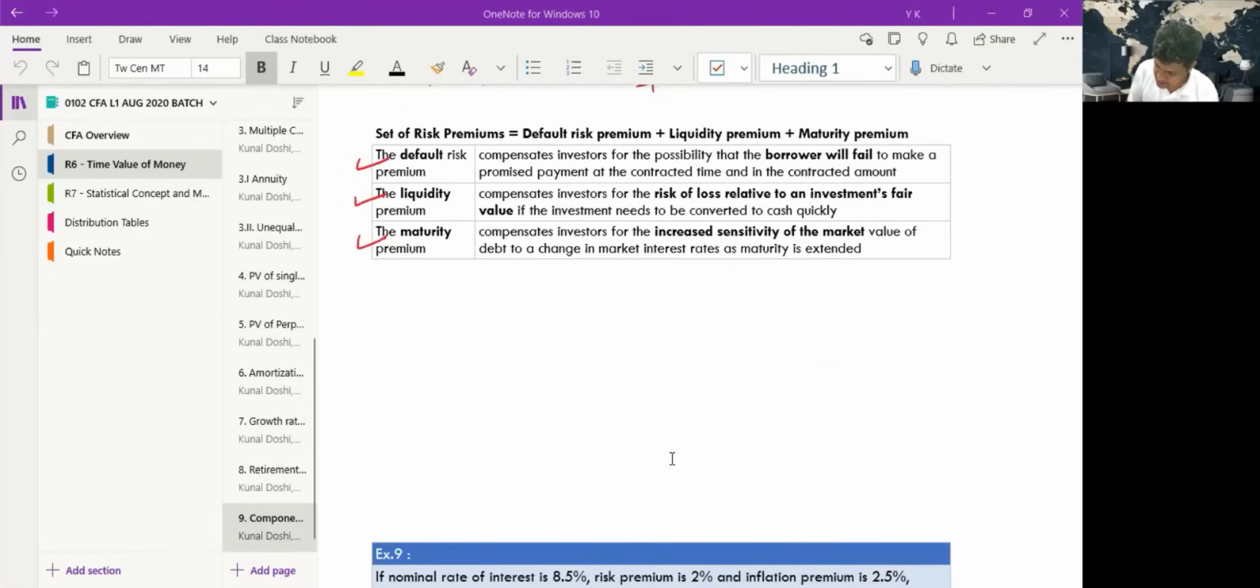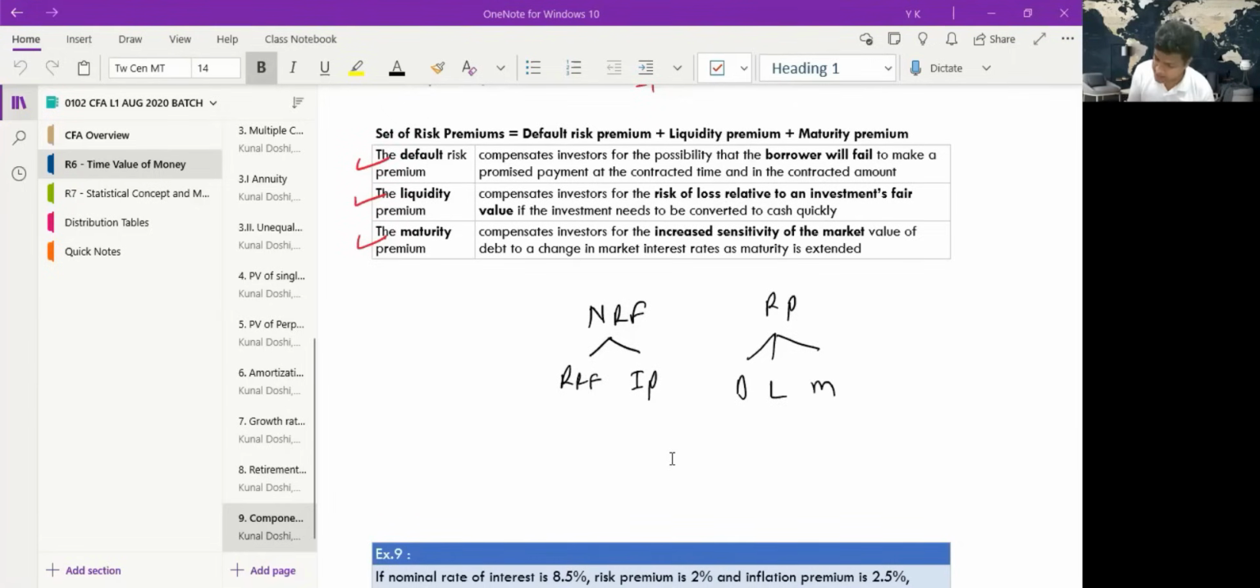So guys, can you tell me what the nominal risk-free rate is made of? What is the nominal risk-free rate made of, guys? Real risk-free rate and inflation, correct? Yes. And what are the risk premium components? Default risk premium, liquidity risk premium, and maturity risk premium, correct?